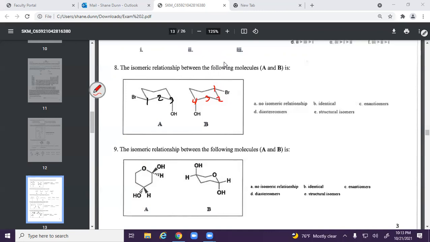For some reason, the key says E. I don't know how. I don't see them as structural isomers at all, because the heavy molecule is in both equatorial. So a ring flip won't do anything. So that makes no sense. The key says this. I don't know how it's that. This guy right here is trans. This guy right here is cis. So I thought they had to be diastereomers.